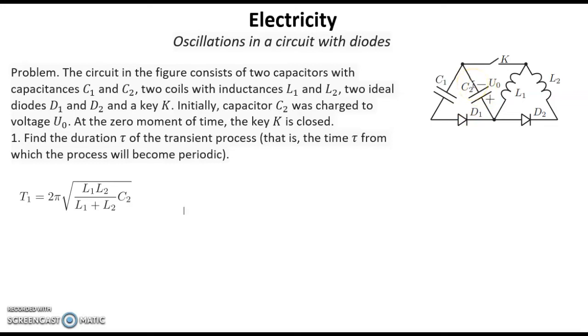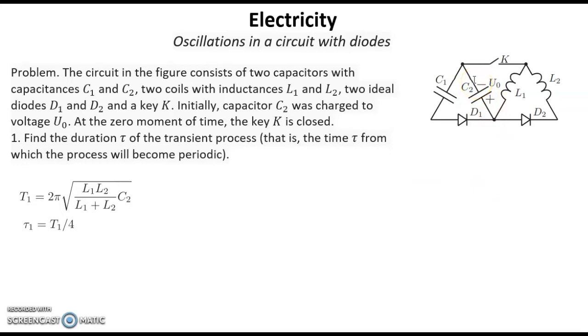It happens only during the first quarter of a full period, because after that this diode will be open and current can flow through this diode and still through these two coils. Let's write what this first time is. Let's say it's tau 1, when this diode becomes open. That's this one.